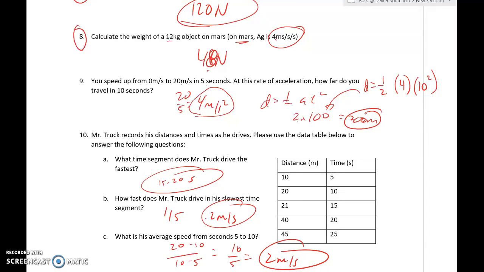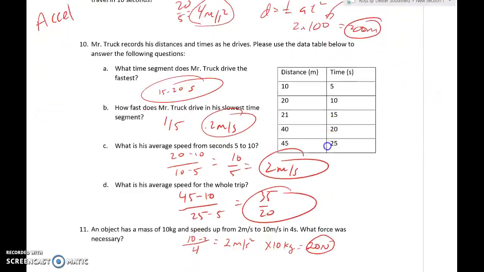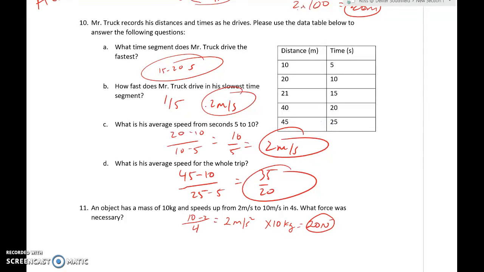Confused on that? Watch the acceleration videos. There's a couple different acceleration videos that you could watch. So we're going to skip number 10 just for a moment.